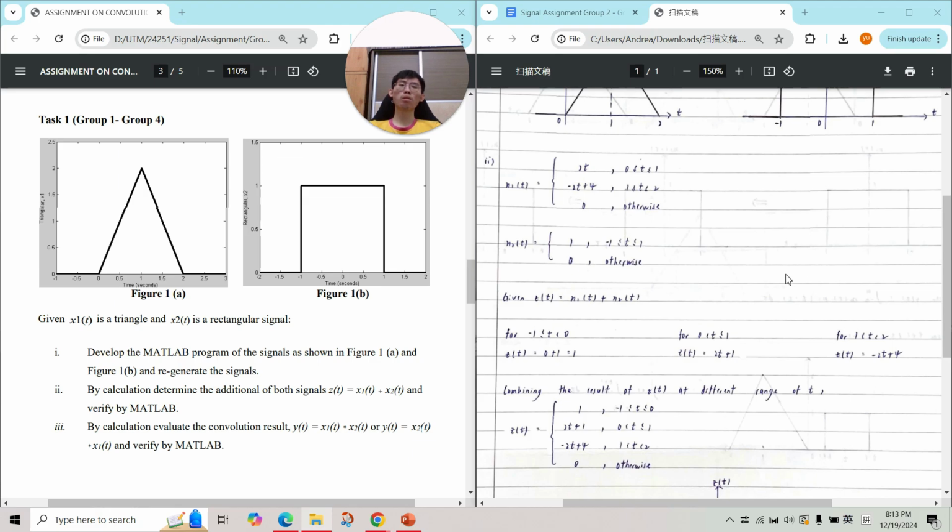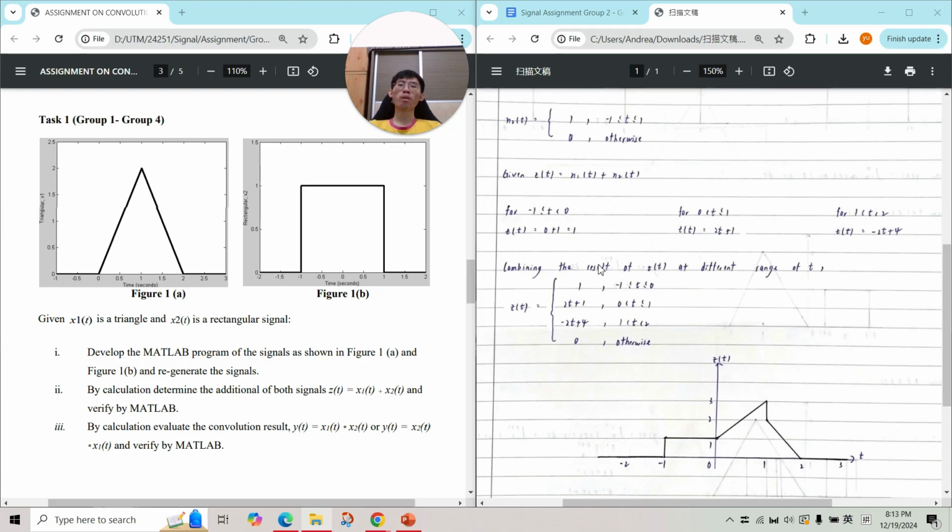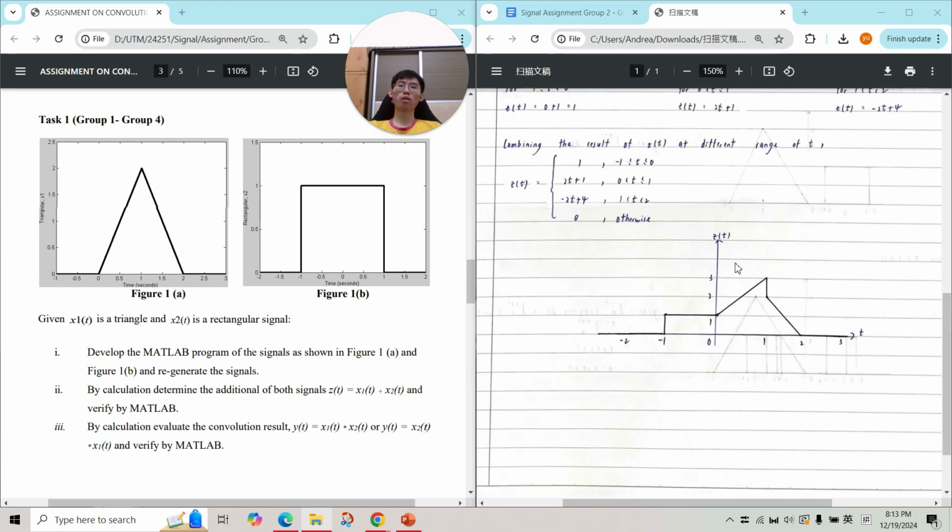For t greater than 1 but less than 2, z(t) is equal to negative 2t plus 4. We combine the results of z(t) at the different ranges of t, so we get this value. So this is the shape of the graph of z(t).